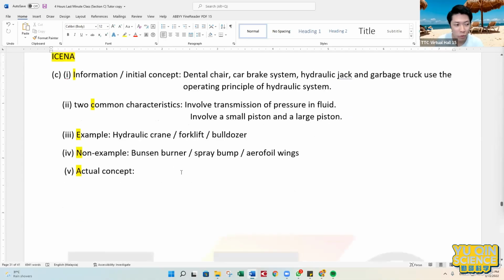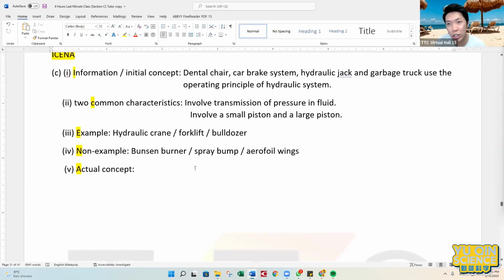Okay, can non-example. Anything that is not related to hydraulic will do. So anything also can. Toilet bowl also can. No. I meant like must be from your syllabus stuff lah. Like don't simply write oven. No lah, don't write things like that. Don't just simply pick items from your house, or let's go the opposite side, which is the other side of the topic, which is called the Bernoulli, right?